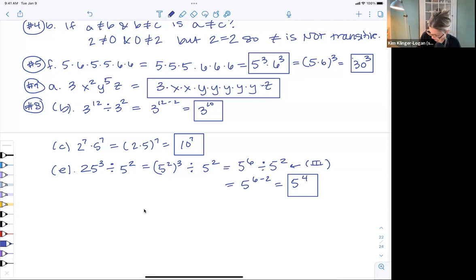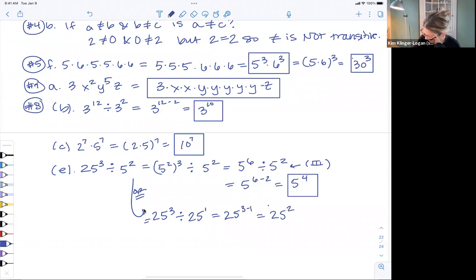As I said, you could have also instead of rewriting 25 as 5 squared, you could have rewritten this second piece, this divisor, I think it is, as 25, right? 5 squared really just is 25. And now these have the same base. The exponent here is, of course, just 1. So if I subtract their exponents, this is 25 to the 3 minus 1, or 25 squared.